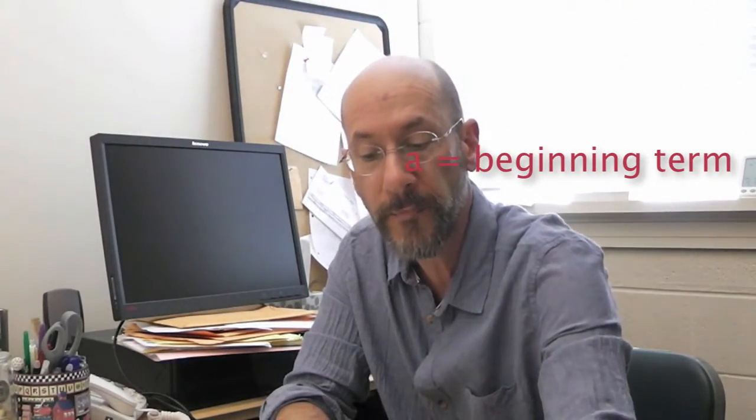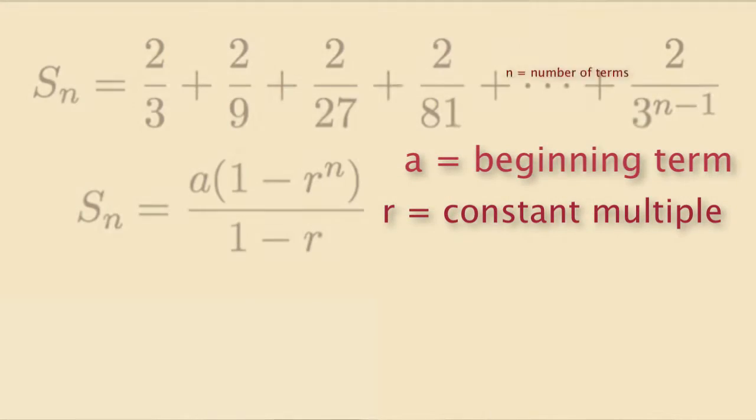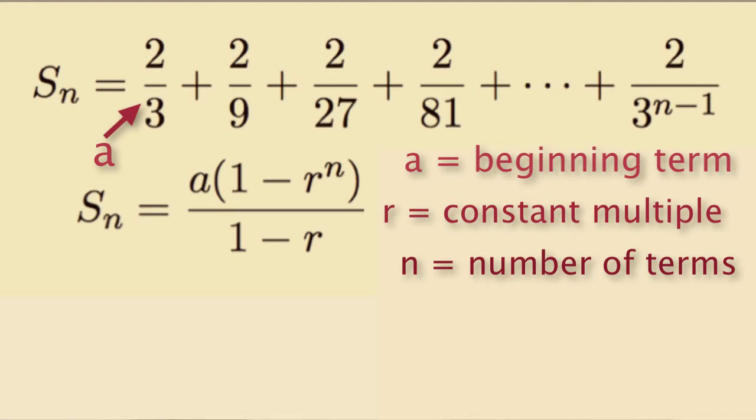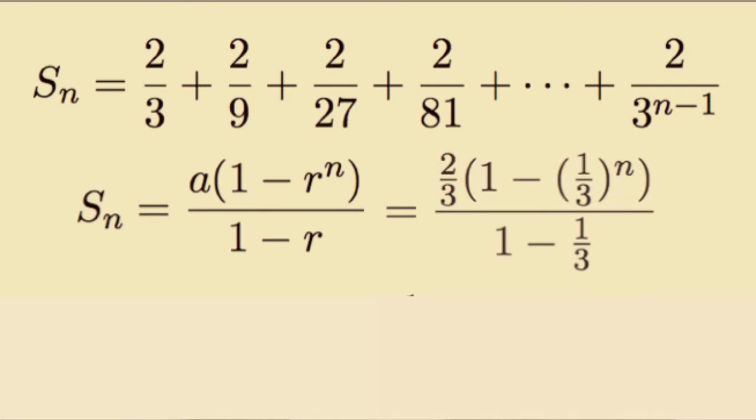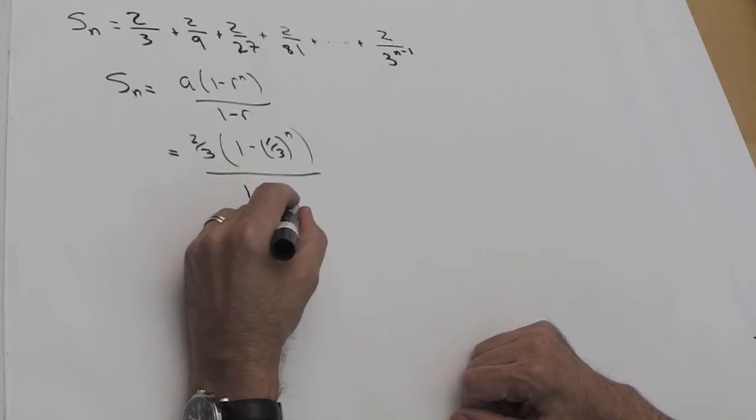a is the beginning term, the first term. r is the constant multiple, in this case 1/3, and n is the number of terms. So Sn would be equal to 2/3 times 1 minus, and we said that the constant multiple was 1/3 to the n, over 1 minus 1/3.